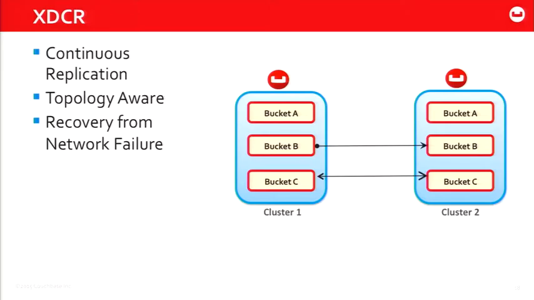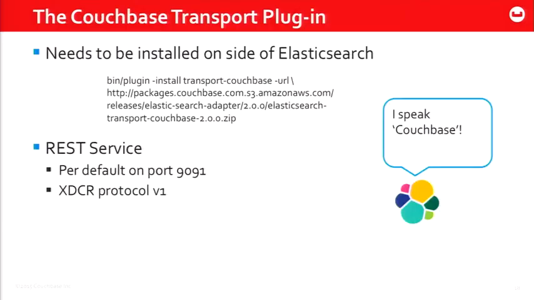It is happening continuously, right? So the data is continuously replicated over. It's topology aware, which means that if you have a multi-node Elasticsearch cluster, the source is knowing about this, right? And can handle this. And it's able to recover from network failures, right? Which means if your XDCR connection is interrupted, it's using those checkpoint documents in order to determine which data was lastly transferred, and in order to keep up then regarding the changes.